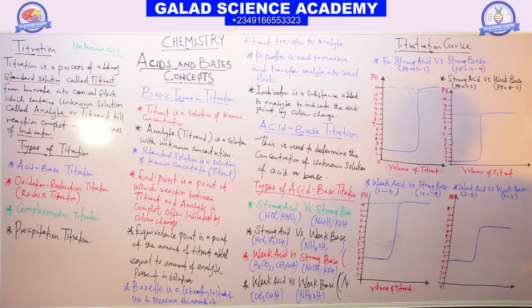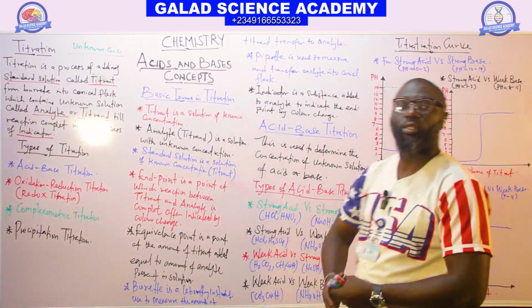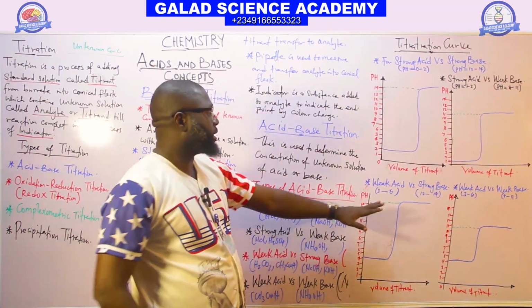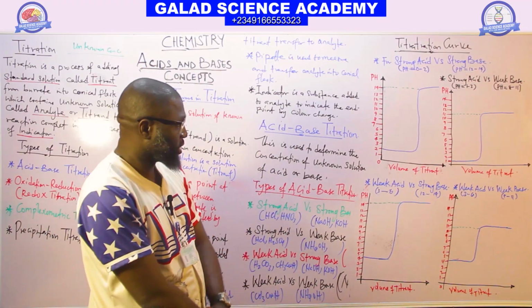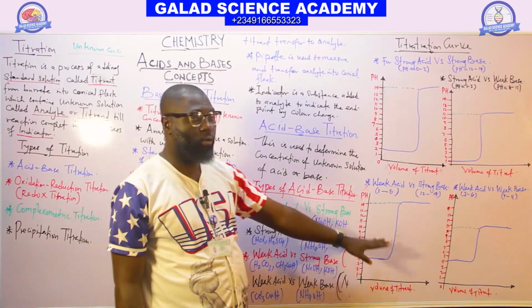You are now asked, this is what? pH. So this side is what? Volume of titrant. So that is all about the basic aspect of acid-base titration. This is the curve.